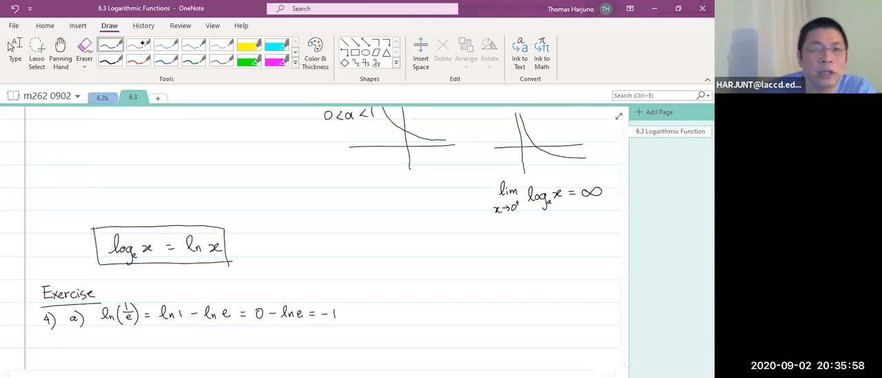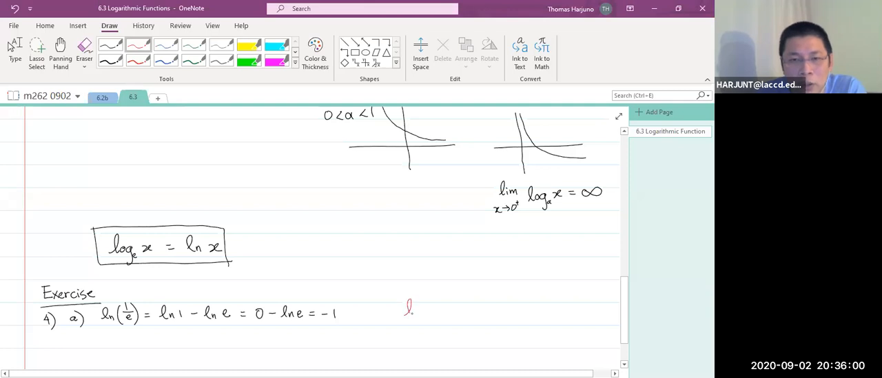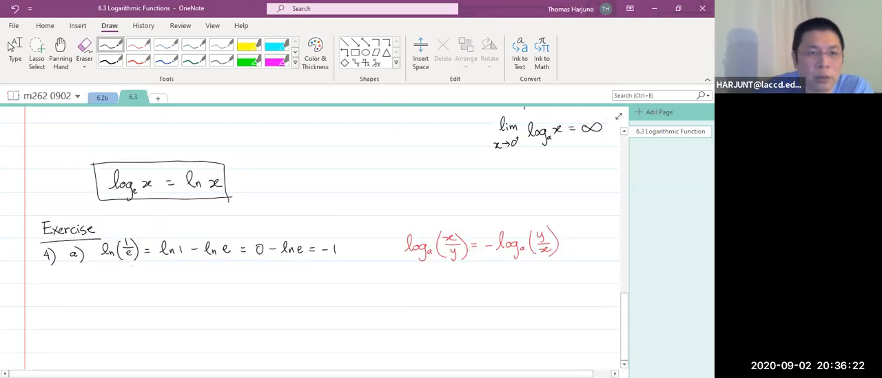Okay, but actually we can say more. Log base a of x over y, if you do the reciprocal, you get the negative of log base a of y over x. So we can do it this way. This is the first method. The second method: this is actually the natural log of e to the power of -1. That's -1.